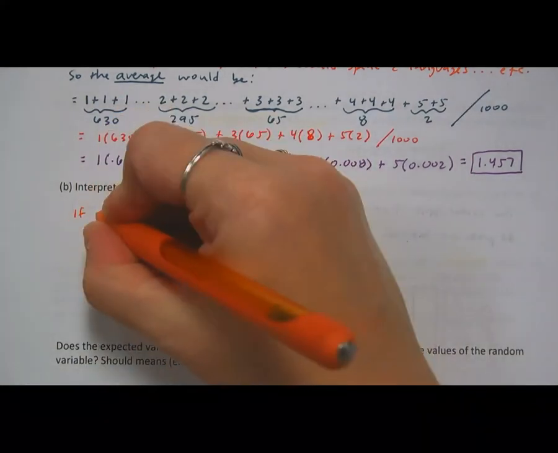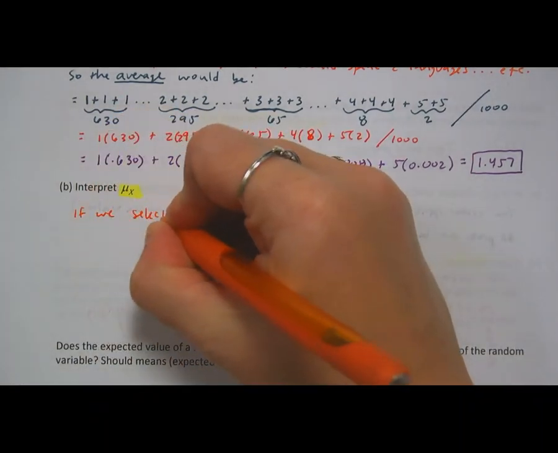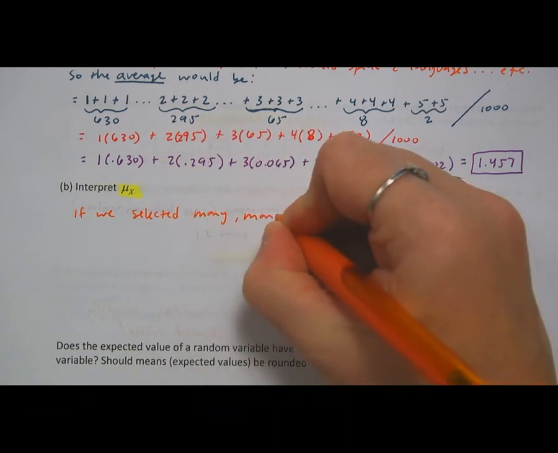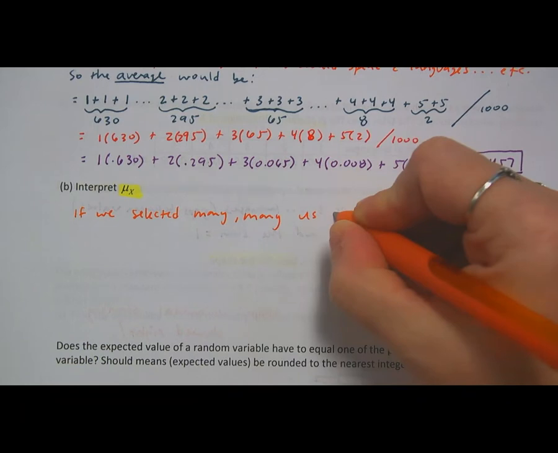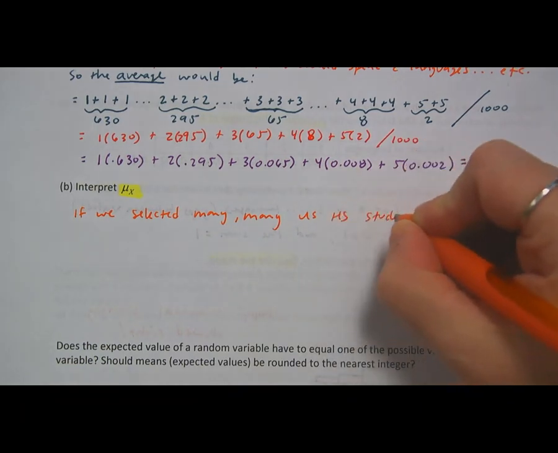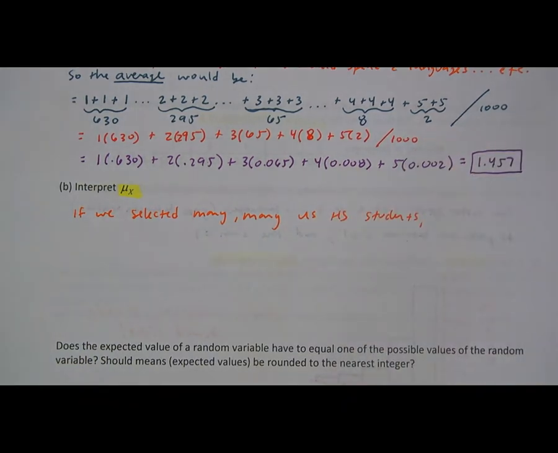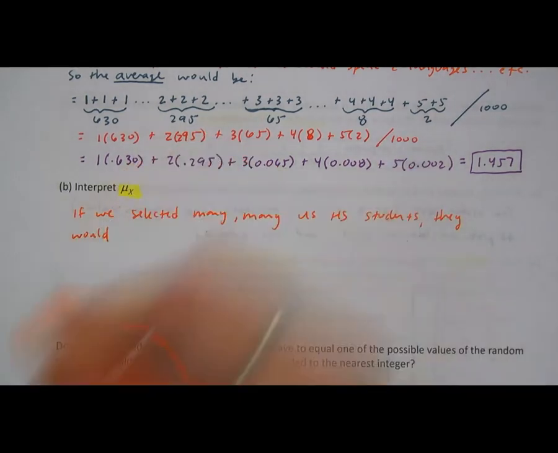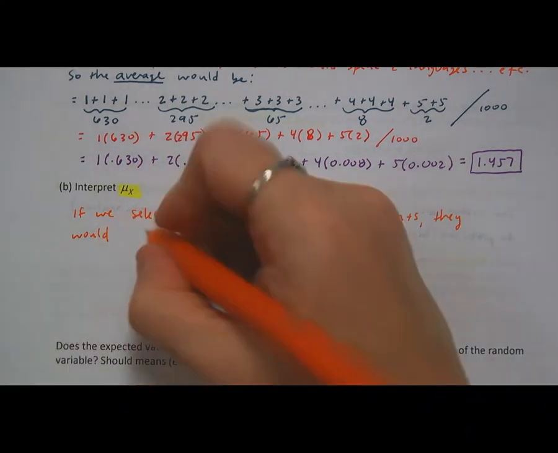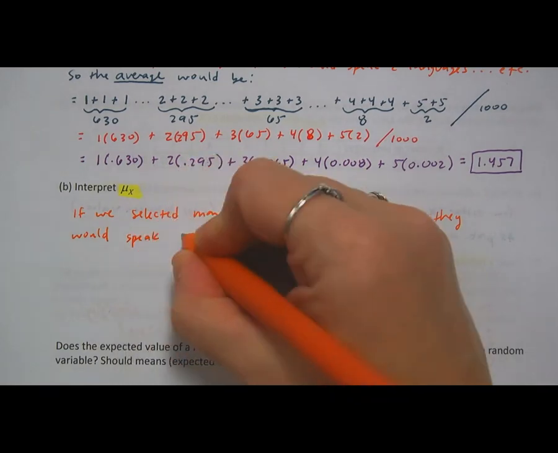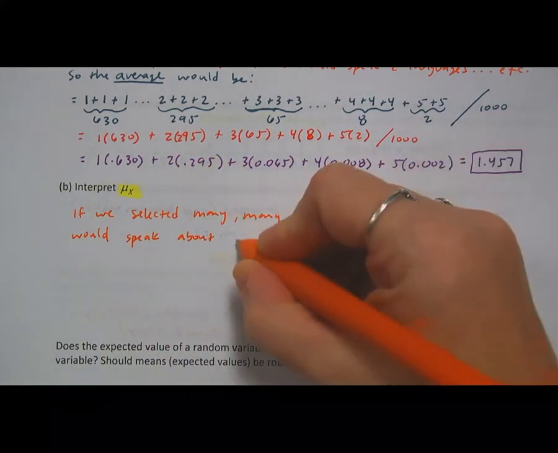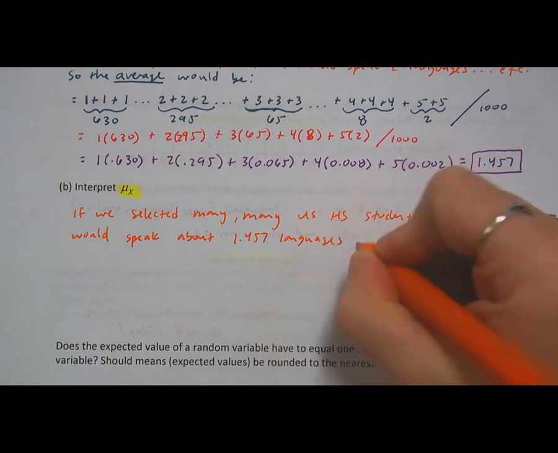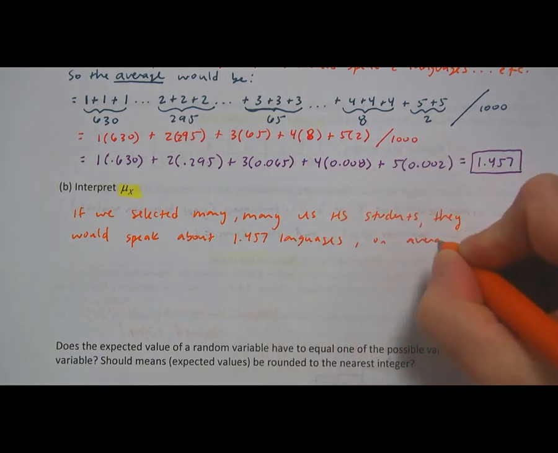So here we go. If we selected many U.S. high school students, they would speak, and when we found the average of them, they would speak about 1.457 languages on average.